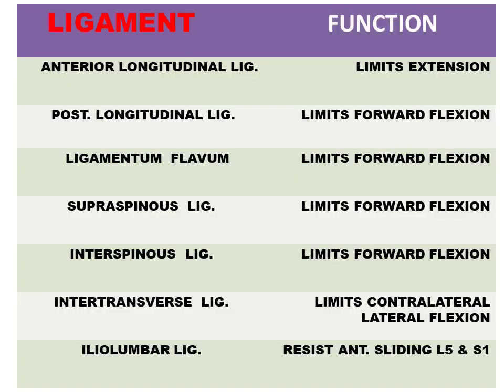So here we have the ligaments and their functions. The anterior longitudinal ligament's function is to limit extension. Then the posterior longitudinal ligament, ligamentum flavum, supraspinous ligament and interspinous ligament are the ligaments which limit forward flexion. The intertransverse ligament limits lateral flexion, and the iliolumbar ligament resists anterior sliding of L5 on S1.